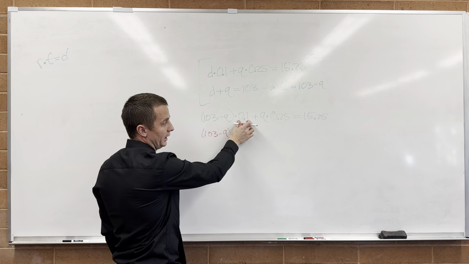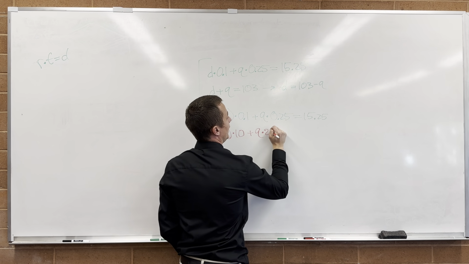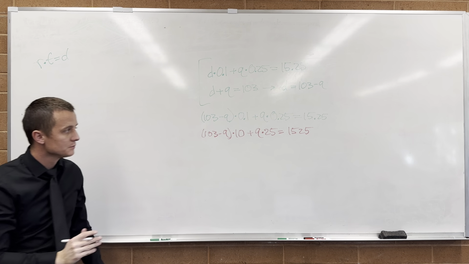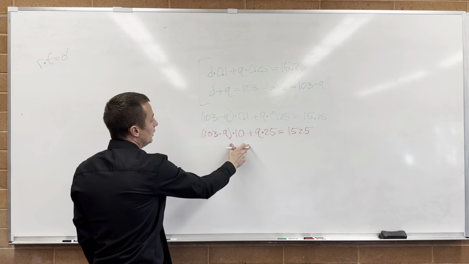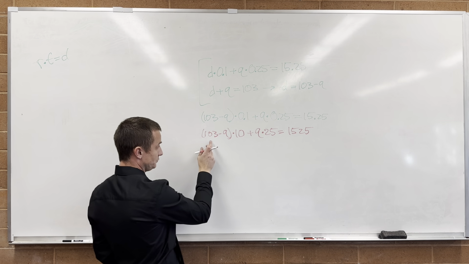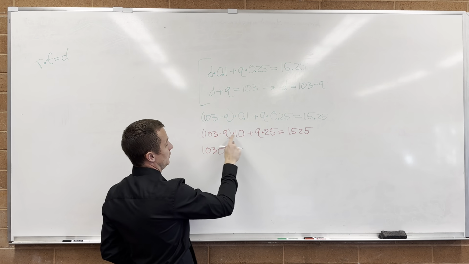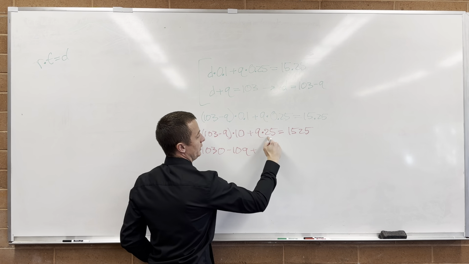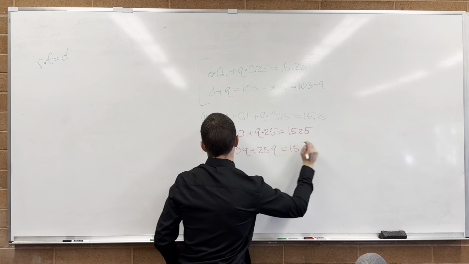Because I multiplied that number by 100. And then we're going to do plus Q times 25 is equal to 1525. Doesn't change anything, just multiply both sides by 100. Okay, now just work it out the way you know and love. 103 times 10 is 1030, right? And then we have minus 10Q, and then we have plus 25Q is equal to 1525.